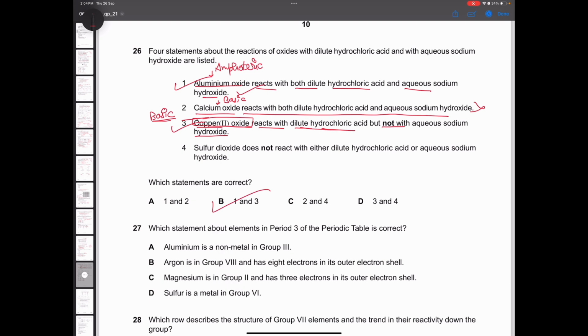Let's also check statement 4. Sulfur dioxide does not react with dilute hydrochloric acid or sodium hydroxide. Now this is incorrect. Sulfur dioxide is a non-metal oxide which is acidic in nature. So acids should react with alkalis. That is why this statement is also incorrect. And our correct answer is option B.